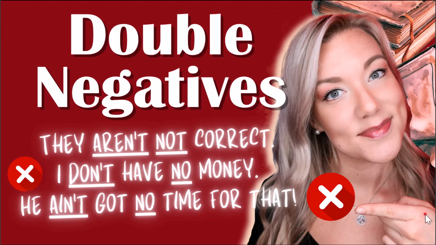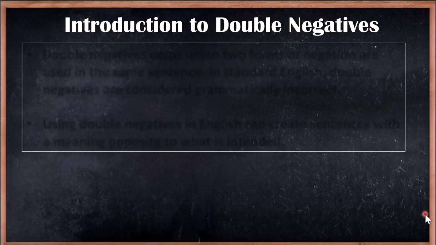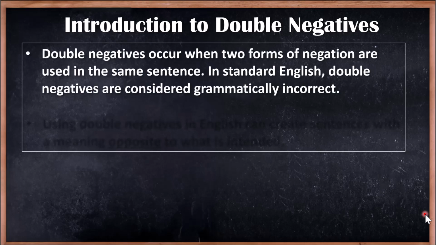In today's lesson, we're going to talk about double negatives in English. Are they correct? And if not, how can we correct them? At the end of this lesson, there will be a short quiz. So first of all, what are double negatives? Double negatives occur when two forms of negation are used in the same sentence.